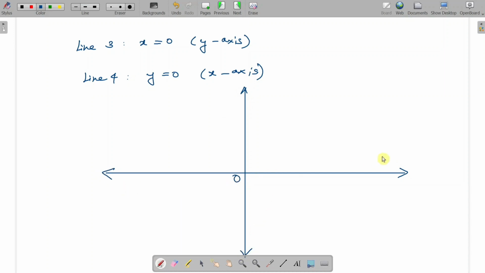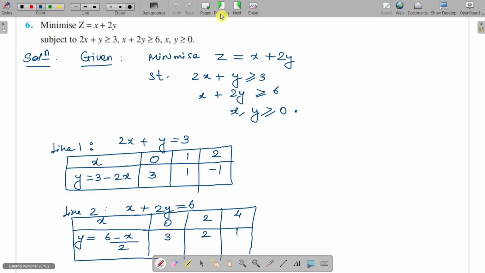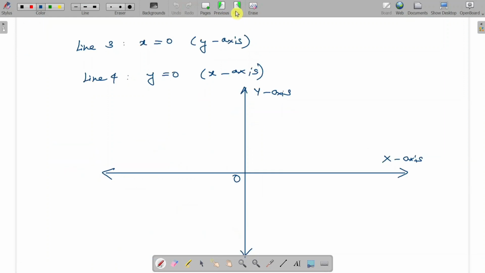If this is the y axis here and this is the x axis, this is the origin. Let us see what scale we have to take. It is 1, 2, 3, 4 here, then 1, 2, 3, 4 here. Then this is minus 1, minus 2, right? And then this is minus 1, minus 2.